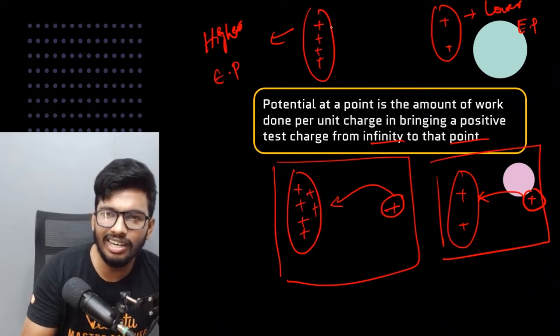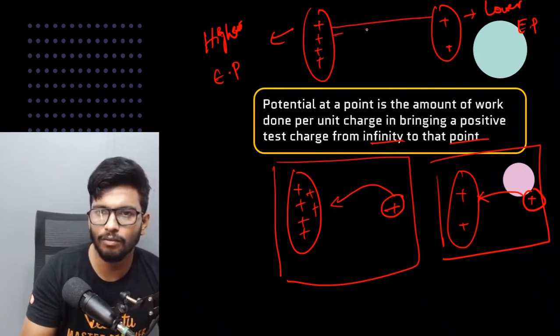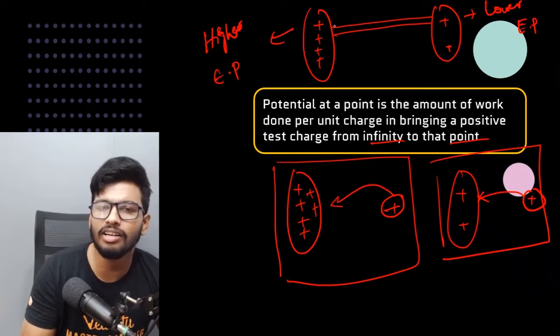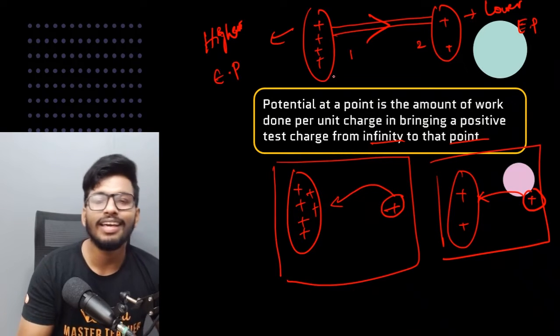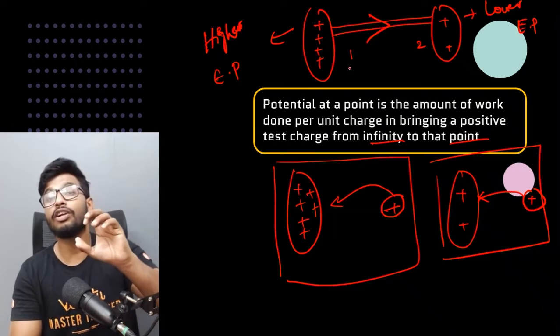Now, if I connect these two plates with a copper wire, let's say, the charge will start to flow from 1 to 2. This is what is called potential difference.